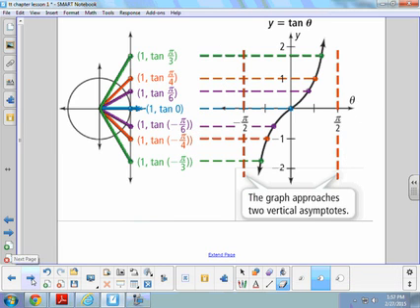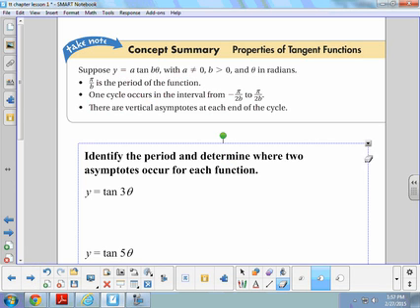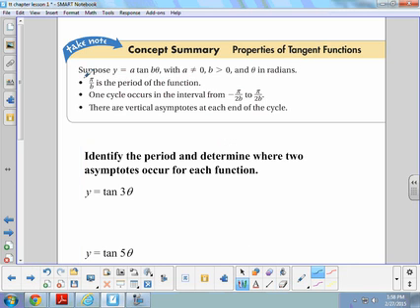So let's go ahead and figure out how do we find our period and our asymptotes. Well, the period is going to be pi over b. Your asymptotes, and I'm going to use VA to show vertical asymptotes, are going to be plus or minus pi over 2b. Because one cycle occurs in that interval, and you're going to have asymptotes at the end and beginning of your cycle.